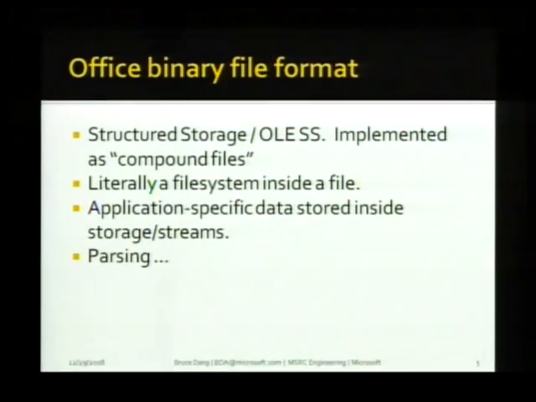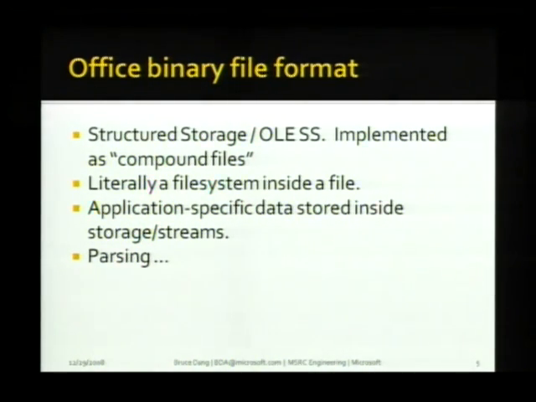So the binary file format is the file format that Office 2003 and below produced. But Office 2007 doesn't use that anymore. They use the XML file format, because I guess it's in style nowadays. The binary file format is called the structured storage file format, and it implements compound files. All it is is a file system inside a file.